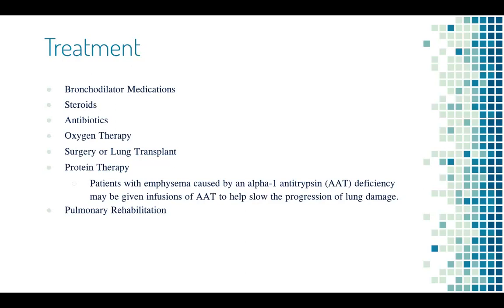In addition to what Kushal said about the protein deficiency, infusions of AAT may be given to help slow the progression of lung damage. And another option is also rehab to guide better breathing strategies and quitting bad habits such as smoking.